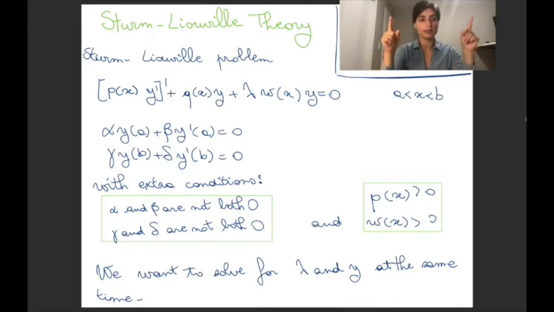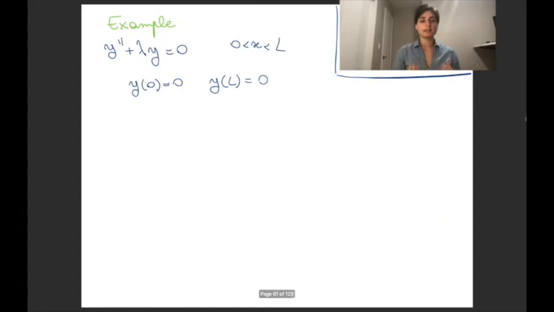So if you're looking at the equation again, p(x), q(x), w(x) are things we know about. Alpha, beta, gamma, and delta are also given. What we don't know is lambda and y. So it's a bit of a broader question than what we have usually been looking at. Let's look at an example to make this a little bit more concrete.